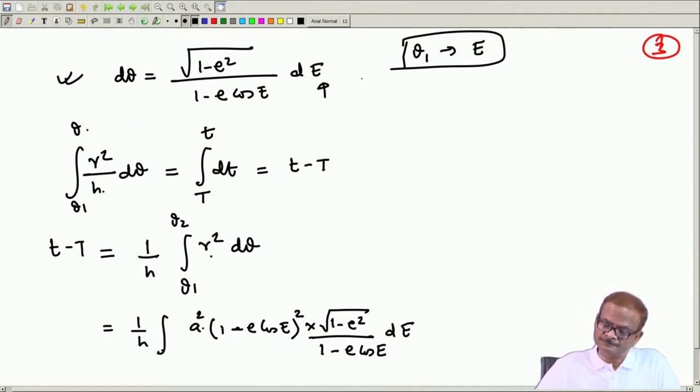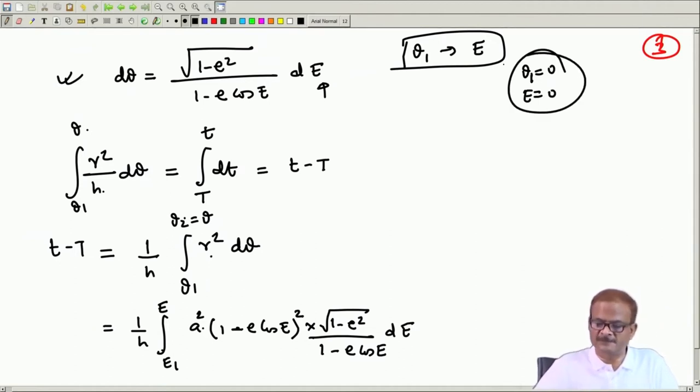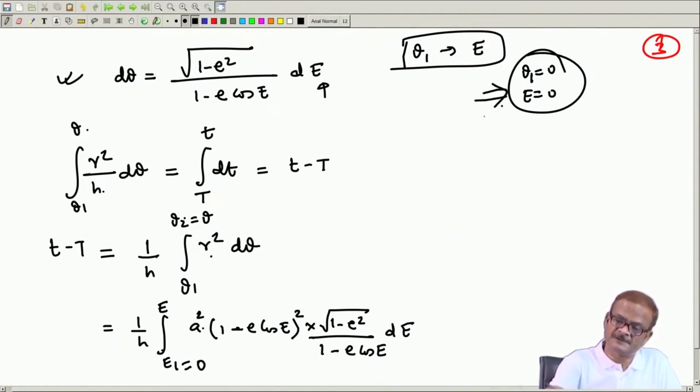So, this theta 1 we then replace by e 1. And this is theta 2, so theta 2 we write as theta generally, for the upper limit. So, this we write as e, and if we start with theta 1 equal to 0, at that time e will also be equal to 0. So, this is a simplification of this case. So, rather than writing in terms of e 1, we can write here that this can be replaced by 0, if this is the case as indicated here.